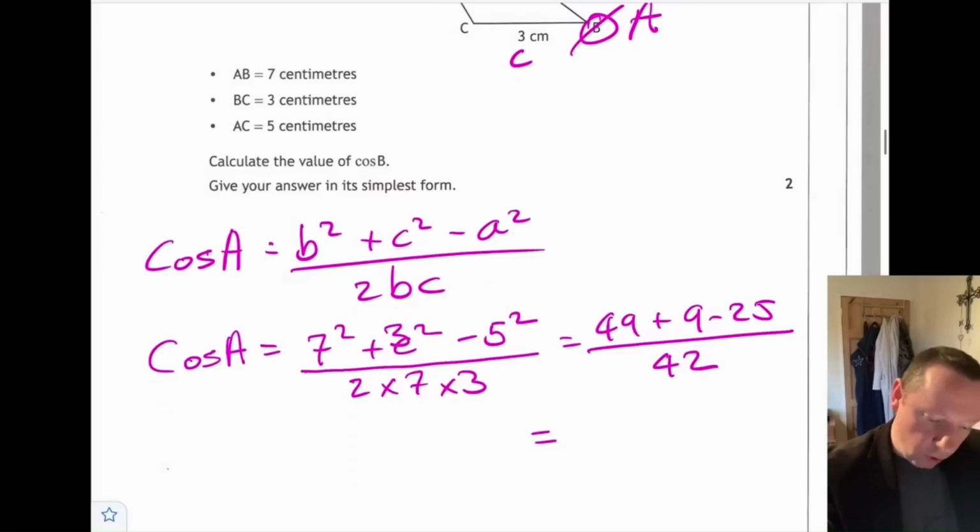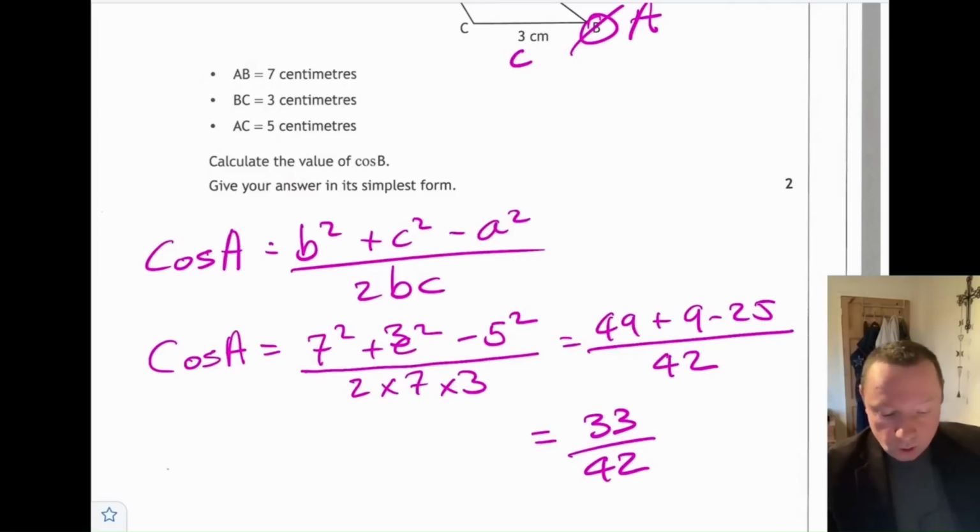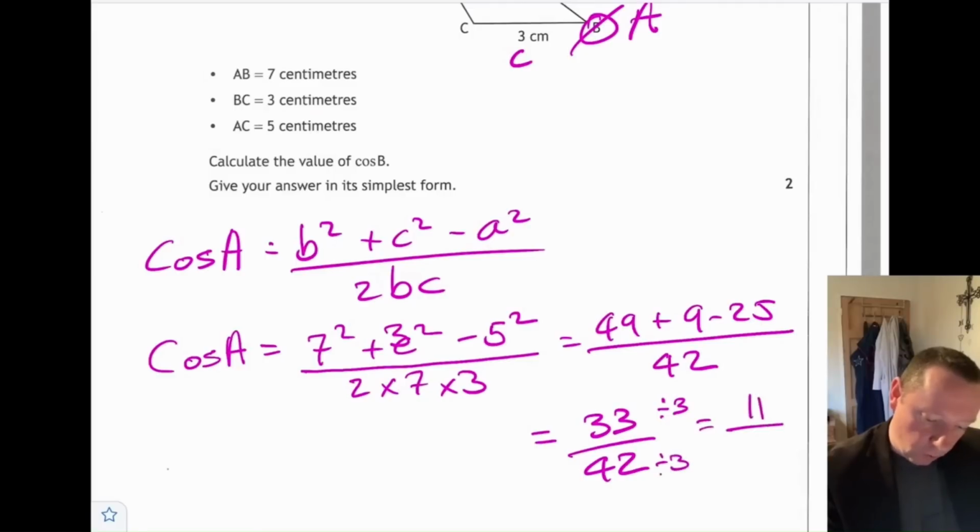49 plus 9 minus 25, over 2 sevens is 14, 3 14s is 42. So that gives me 49 plus 9, which is 58. Minus 25, which is 33, over 42. Is that simplified? Well, numbers that go into both of them, I can divide by 3 to get 11 over 14.